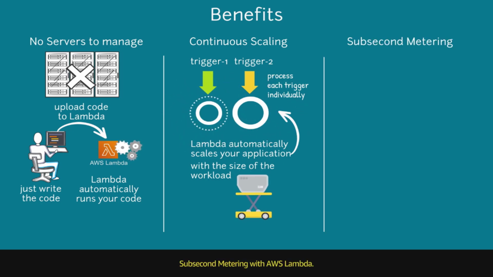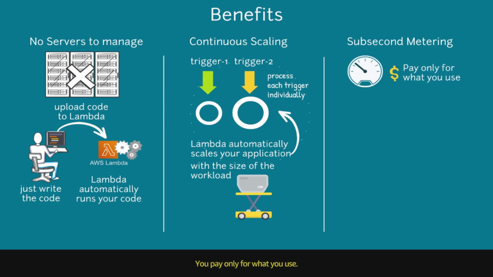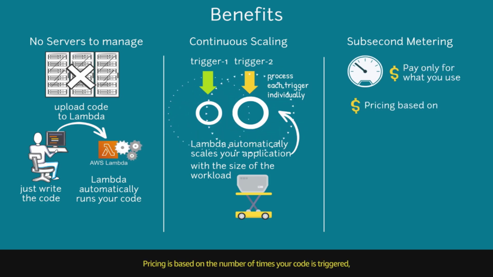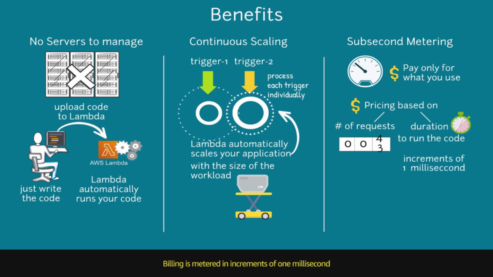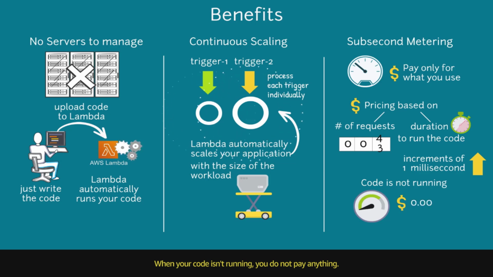Sub-second metering. With AWS Lambda, you pay only for what you use. Pricing is based on the number of times your code is triggered. That is the number of requests and the duration it takes to run your code. Billing is metered in increments of 1 millisecond, rounded up to the next millisecond. When your code isn't running, you do not pay anything. AWS Lambda makes it easy to build cost-effective, serverless applications that respond quickly to your customers' needs.